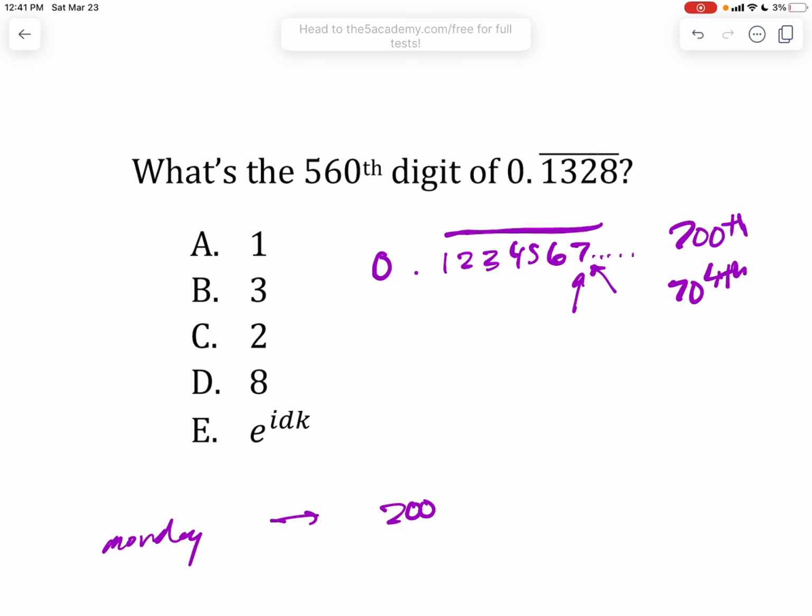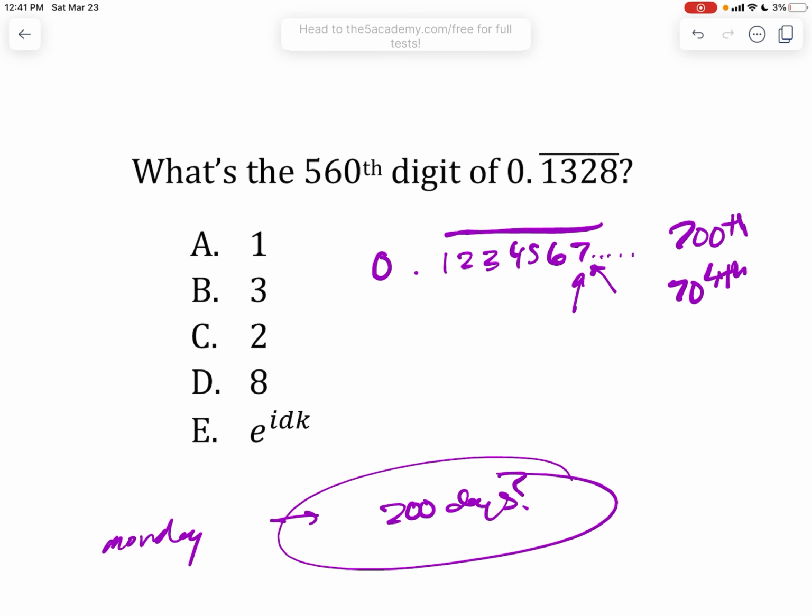What day is it 200 days from now? Well, I know that every week is 7 days, so every 7 days you're going to end up at Monday. So if I'm asking you for 200 days from now, check if 200 is divisible by 7. If it's not, find the closest number to 200 that is divisible by 7, and then go a few days to the right or left from that day that is divisible by 7. Okay? Hopefully that makes sense.